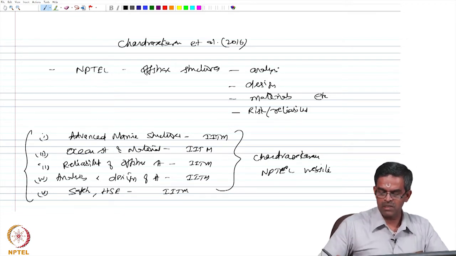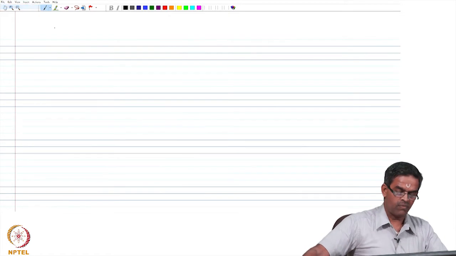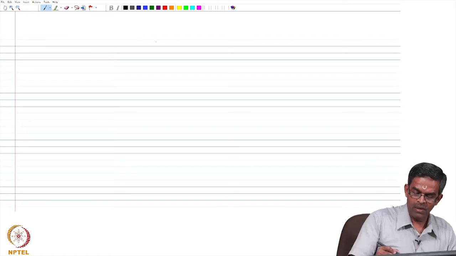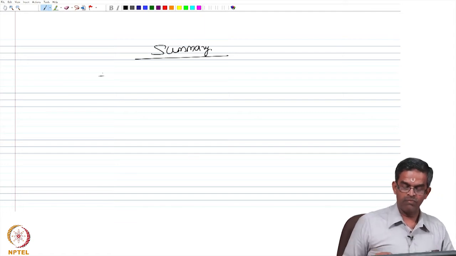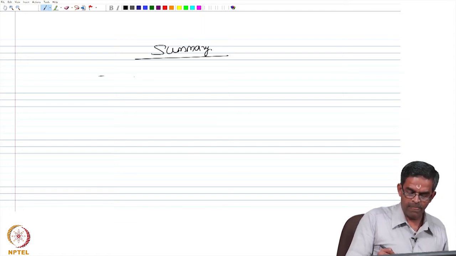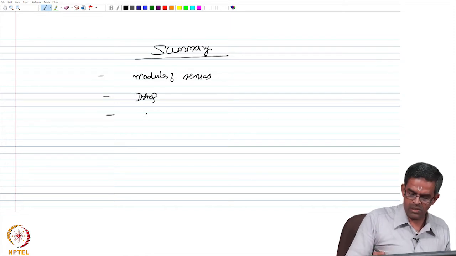We will continue to discuss this design in the next lecture and look at the results we have obtained from the SHM. Friends, let us look at the summary now. In the second part of the lecture now, we discussed about the modules of sensors, data acquisition system. We also discussed about the TLP behavior again.